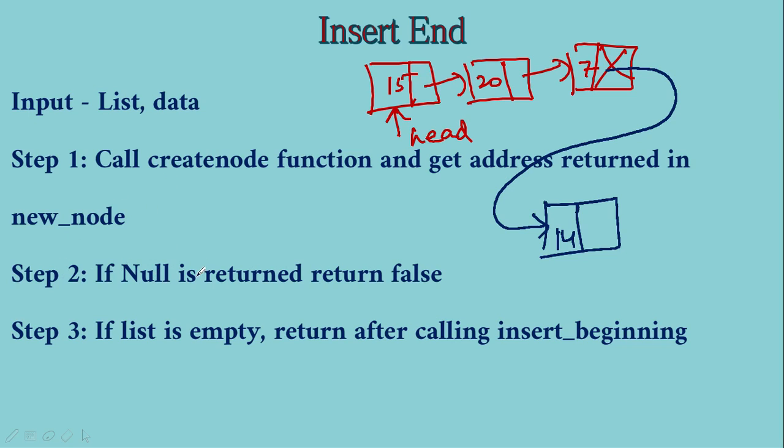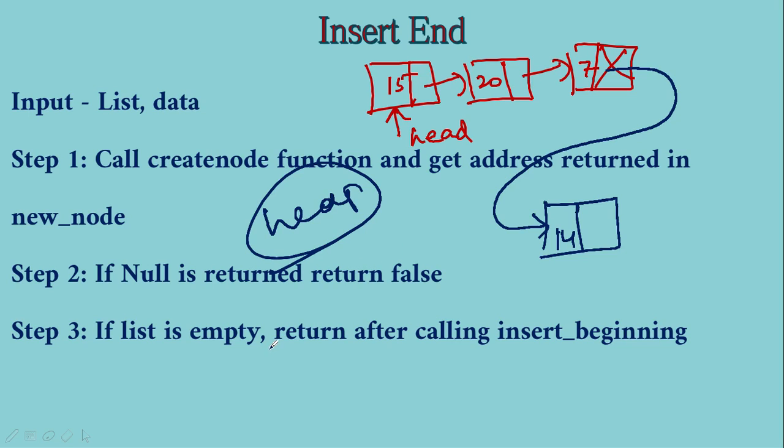Create node will return null if there is no memory at all in the system, right? If your RAM is full and it could not allocate any memory, or if dynamic memory allocation happens in the heap and the heap of the system is full, then you will be getting a null. In that case we will return false. Actually, for insert operations we are going to return a boolean value indicating the success of the operation. So if create node returns null, then we are going to return false. Otherwise we are going to proceed to the next step.